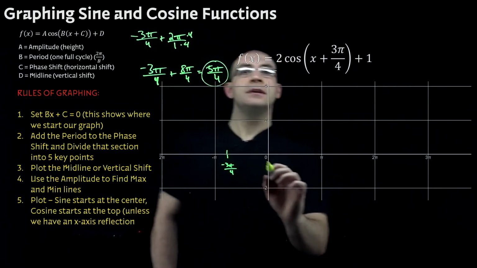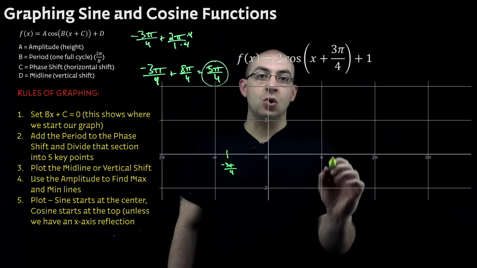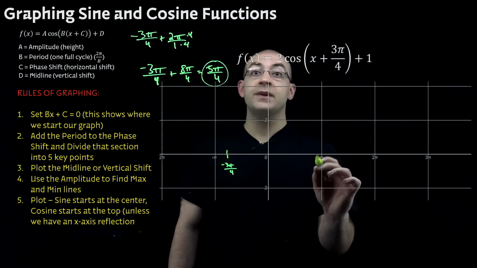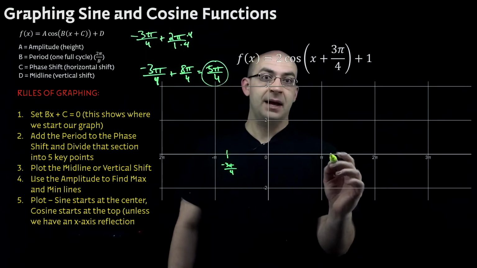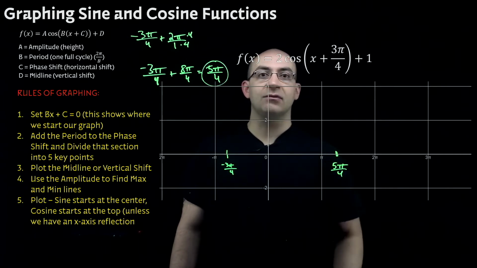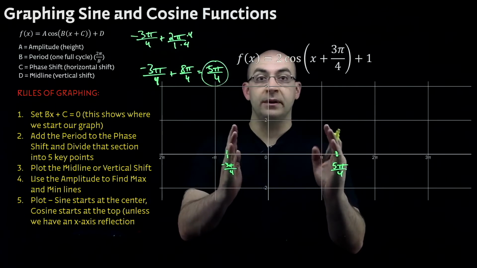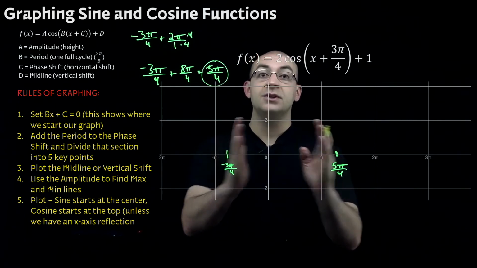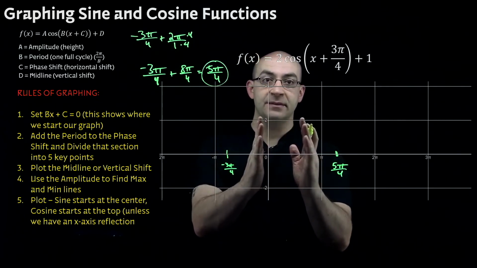So 5 pi over 4 is 1/4 increment more than 4 pi over 4. And 4 pi over 4 is just pi. So we're going to go right here. And we have a 5 pi over 4 value. This represents one full period of this function. So let's find our median and then the medians of those.